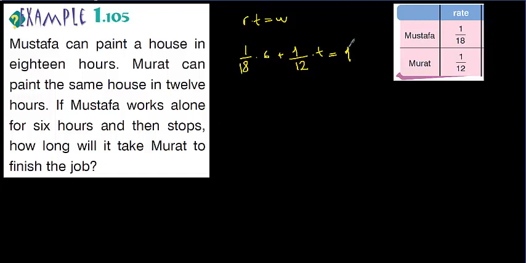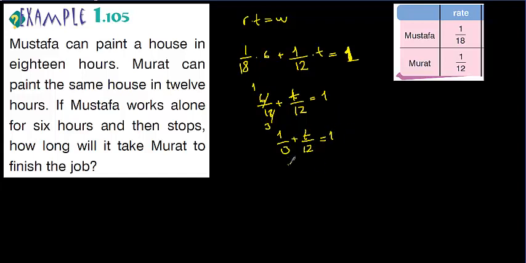And for full finishing, if you remember, I said 1 for that one. So 6 over 18 plus, pardon, t over 12, is going to be equal to 1. 6 over 18, if we simplify, is 1 over 3, by dividing by 6. 18 divided by 6 is 3. 6 divided by 6 is 1. So 1 over 3 plus t over 12 is equal to 1.